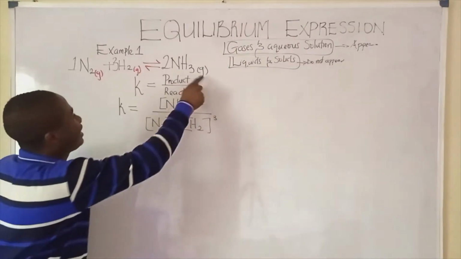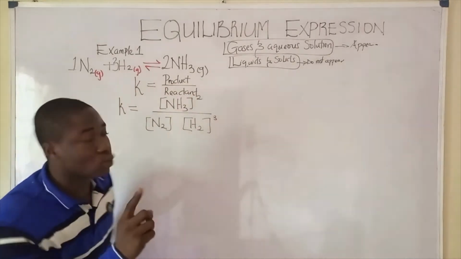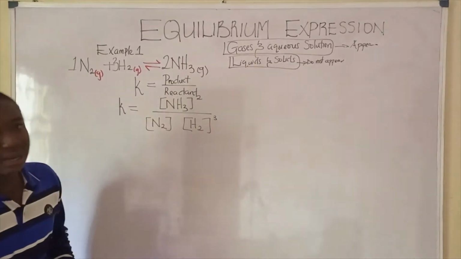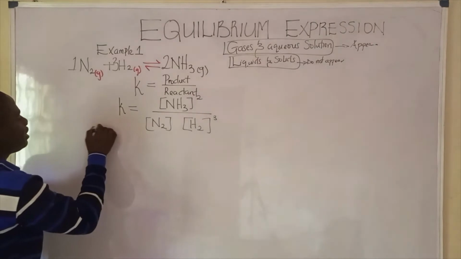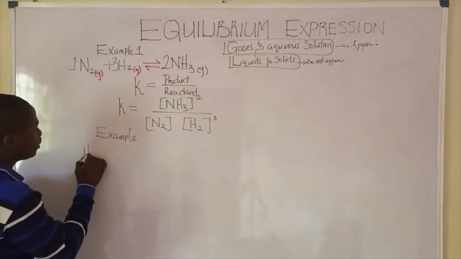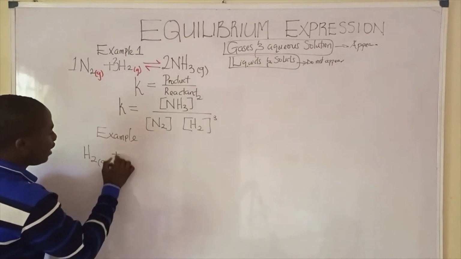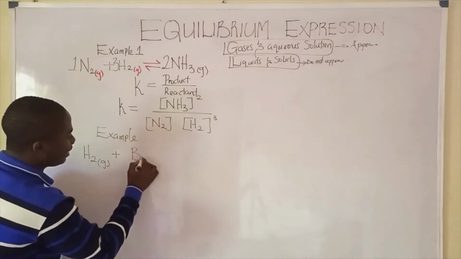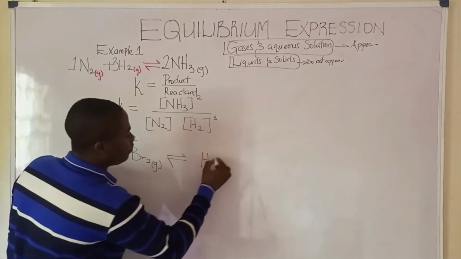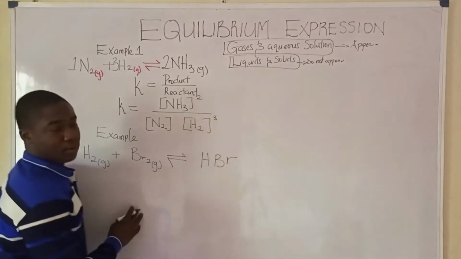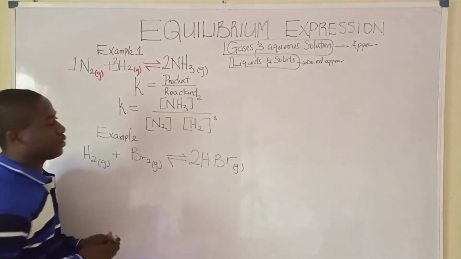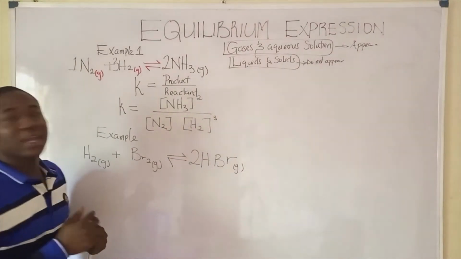It must be noted that gases and aqueous solutions appear when writing the equilibrium constant expression for reactions. Now let's take another example. Let's say this one now is between hydrogen gas reacting with bromine gas to get HBr, gaseous state, and basically to balance this reaction, it becomes 2 moles of HBr.